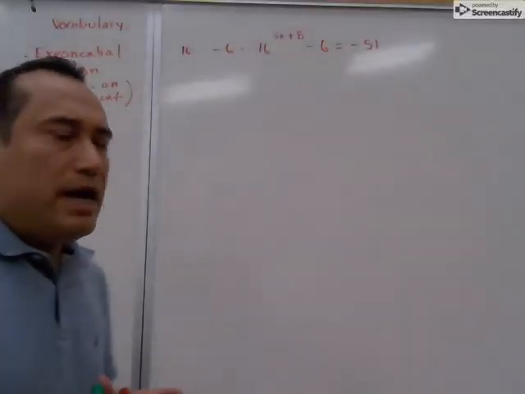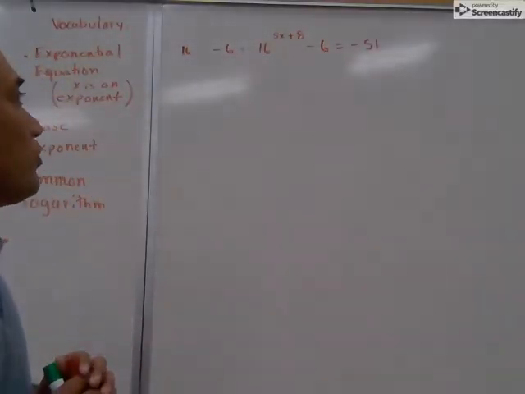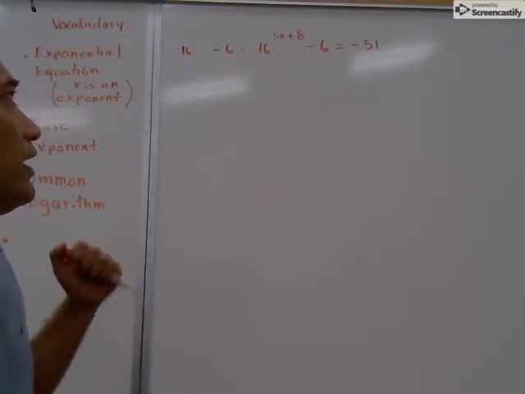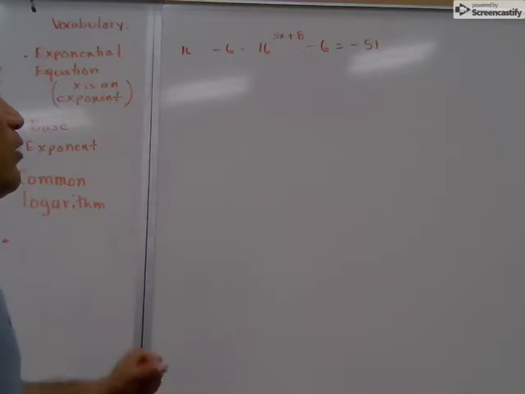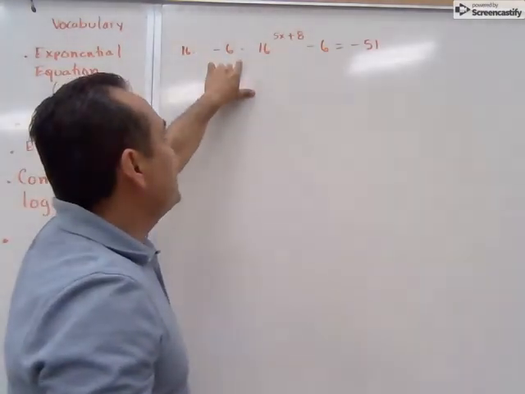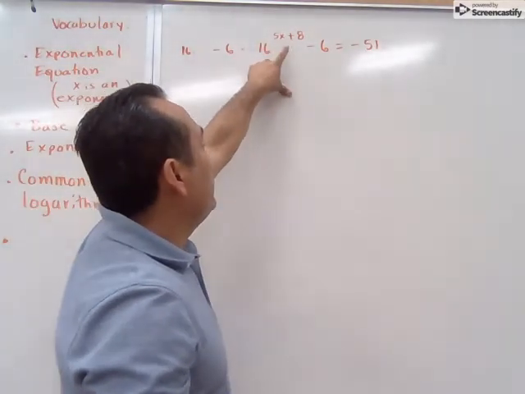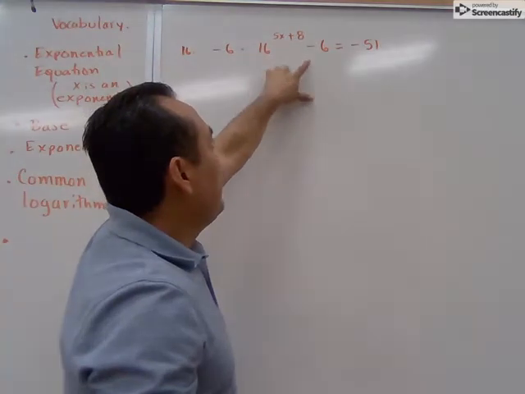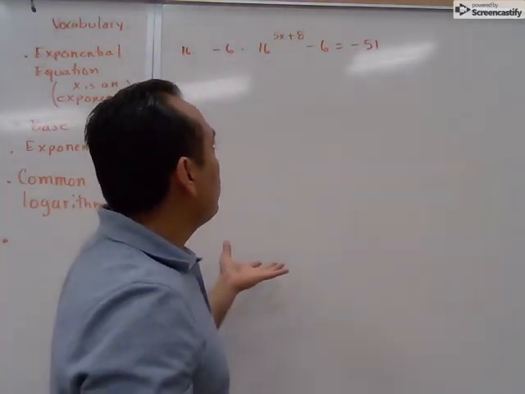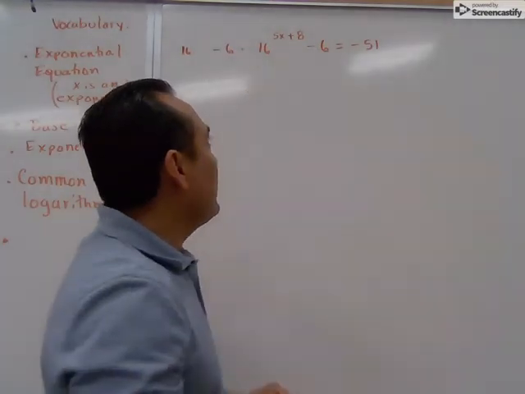Now I'm going to show you how to solve problem number 16 from the worksheet that we have, which is a continuation of the previous problem. Once more, we're solving an exponential equation. If you read the equation correctly, we have negative 6 times 16 to the 5x plus 8 power, minus 6 equals negative 51. This is an exponential equation because once more, x is an exponent.